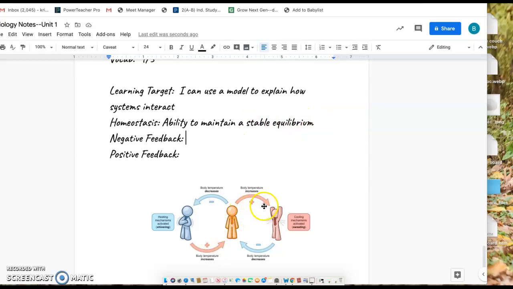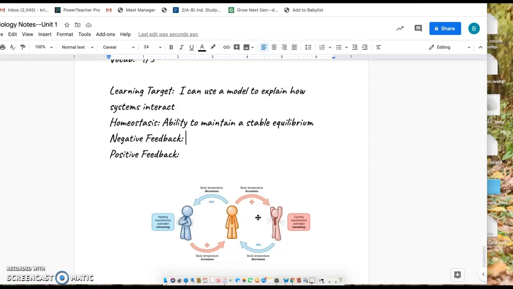Now if our body temperature increases, like if you're working out or you're outside on a really hot day like today, you're going to sweat. Then that's going to allow your body to cool off. So it's a cooling mechanism. It's a cooling system our body has built in order to decrease our temperature.